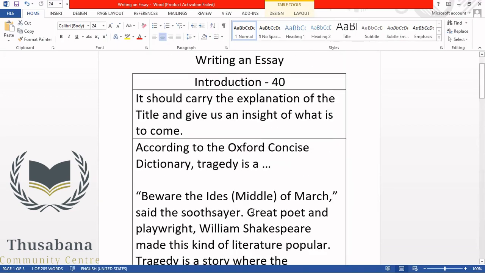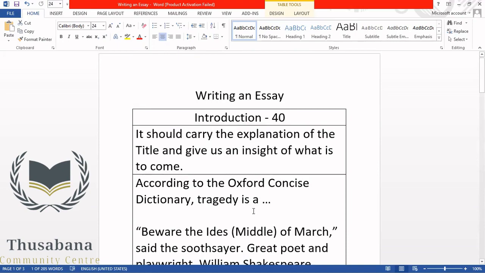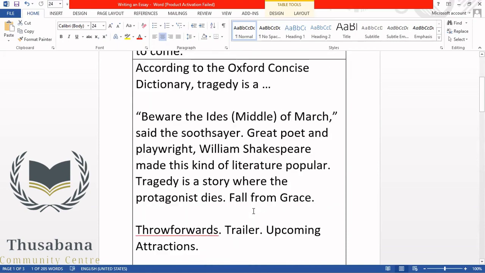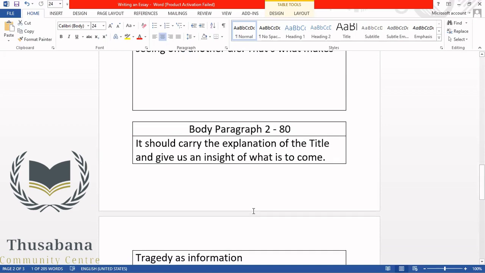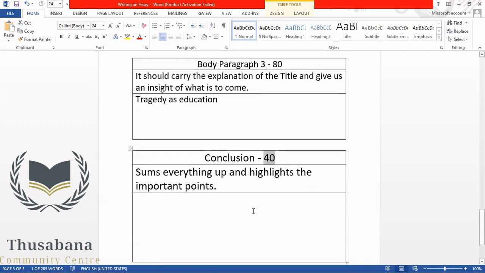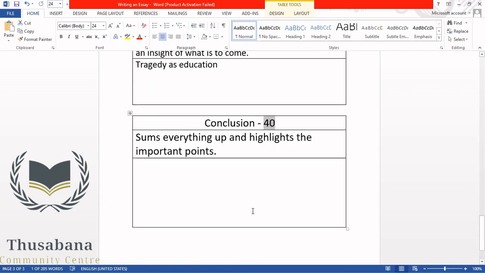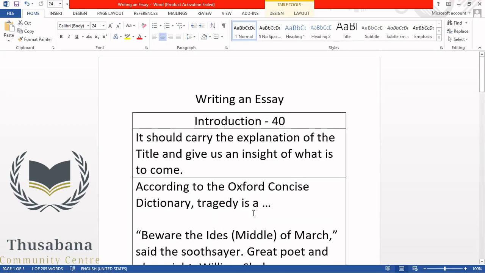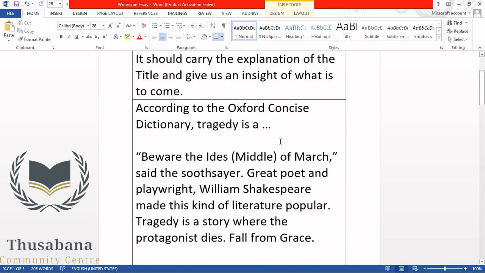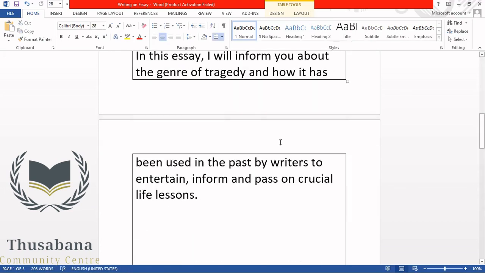So in this way, the introduction will be 1. Paragraph 1 will be 2. Paragraph 2 will be 3. Paragraph 3 will be 4. So this is 5 paragraphs. So we are required to have 6 to 8 paragraphs. Yes. And our introduction must be attention grabbing, and it mustn't have statistics.